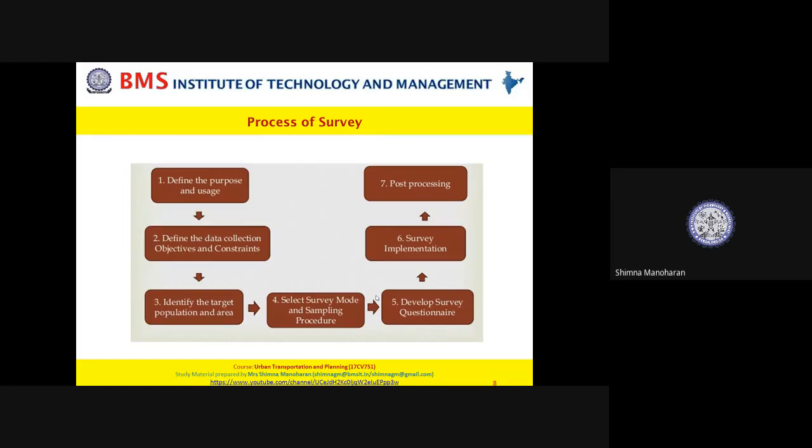Okay, so first you define the purpose and the usage, then you define the data collection objectives and the constraints, then the target population and the area are identified, then the sampling procedure is selected, then the questionnaire has to be developed, then the survey has to be implemented, and then the post processing of the data has to be done.